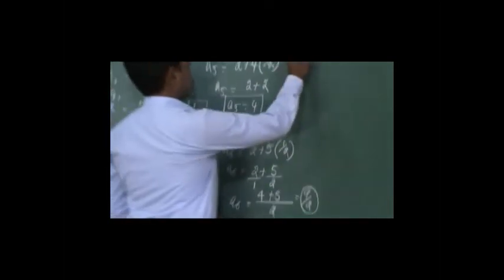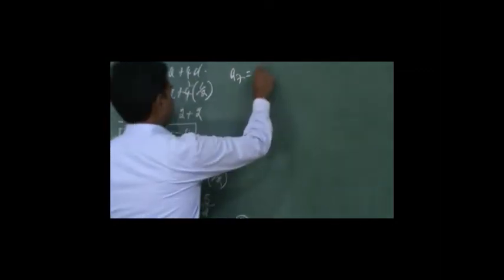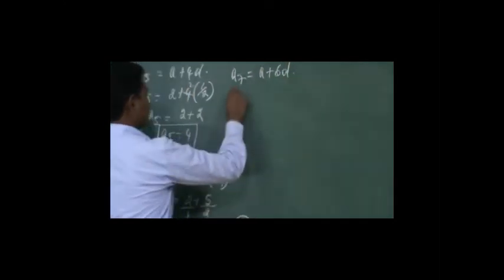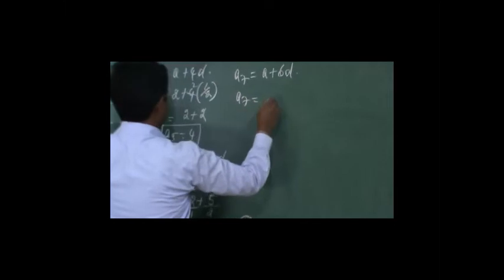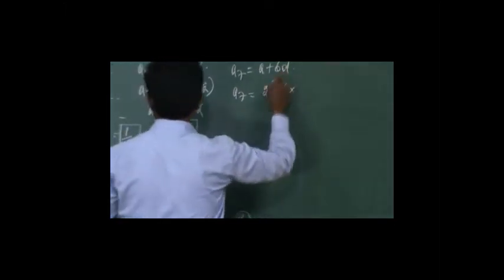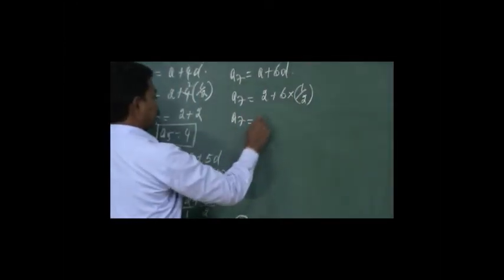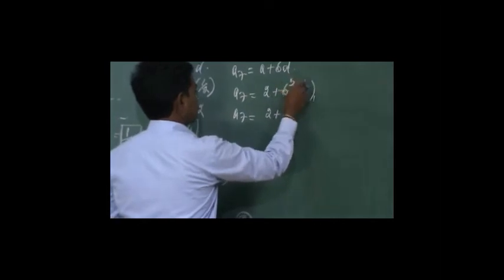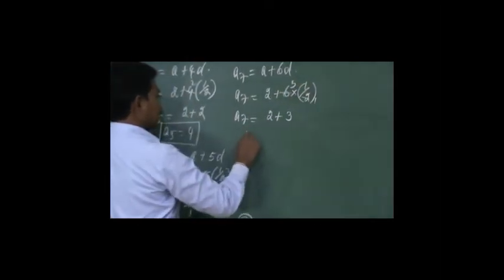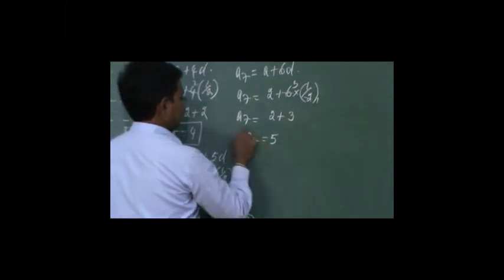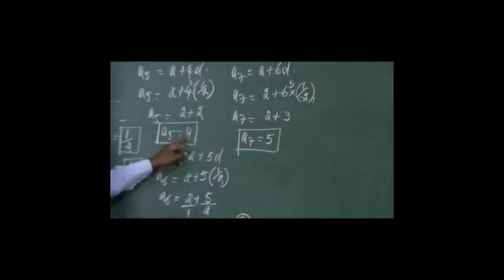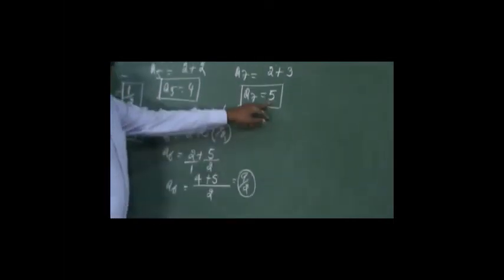So the last term we need is the seventh term. How to define the seventh term? A7 can be written as A plus 6D. So A7 is equal to A is 2 again, 2 plus 6 into D, the common difference we have got, 1 by 2. So A7 is equal to 2 plus 2 ones are 2, 3 twos are 3. So A7 is equal to 2 plus 3 is 5. So the next three terms are 4, 9 by 2 and 5.